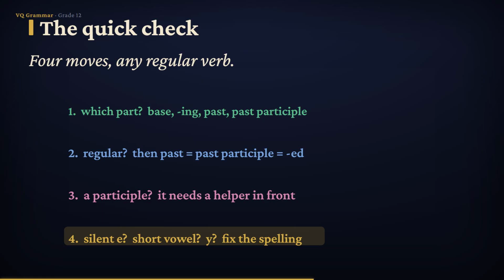Silent E, drop it before ing. Short vowel and one consonant, double it. Consonant plus Y, change the Y to an I for the ed. 4 quick moves and any regular verb falls right into line. Ready to try a few together?